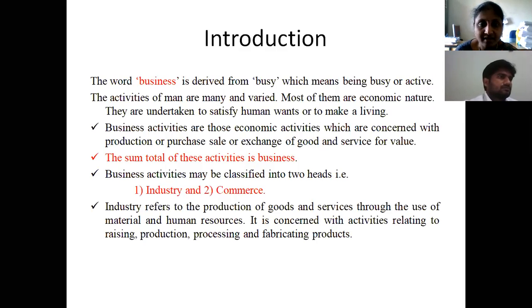So what are those industry activities? Industry refers to the production of goods and services. How are we performing the production of goods and services? Through the use of material and human resources. We are manufacturing some goods, and we are providing certain types of services. How do we provide the services? By using human resources. How do you do the production? By using raw materials, machinery and labor. So industry refers to the production of goods and services through the use of material and human resources.